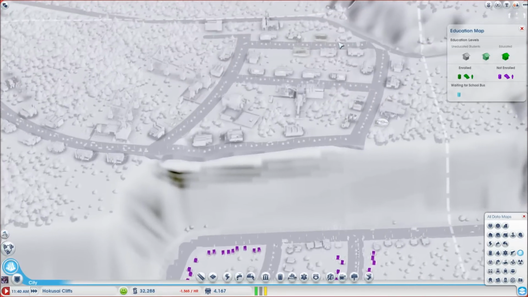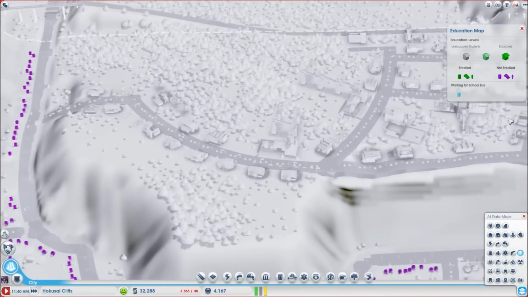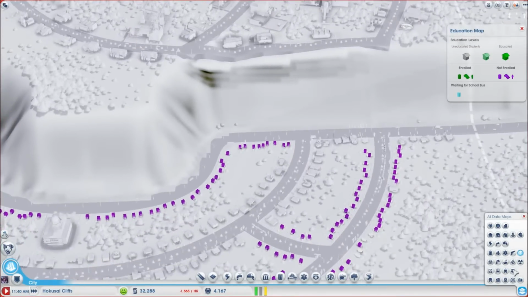Quick note on education, I'll leave it for another tutorial, but keep in mind you don't need to put bus stops in your industrial area or your commercial area because there aren't going to be kids waiting to get picked up there.